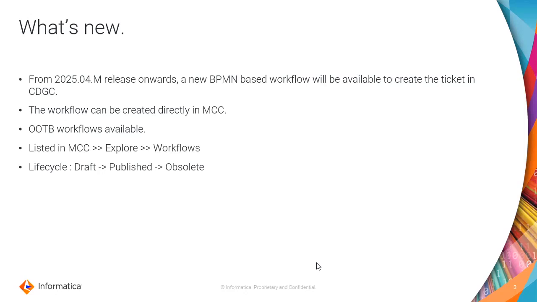Whatever workflows you create as new ones, or the out-of-the-box workflows, everything will be listed under the MCC Explore and under this workflow tab. And you will be able to see 3 different types of lifecycle for these workflows. One is draft. When you create a workflow as a new one, it will be in the draft state, and you can move that status to the published state. With a published workflow, you can start creating the tickets. And if you no longer need these workflows, you can change the lifecycle status to obsolete.